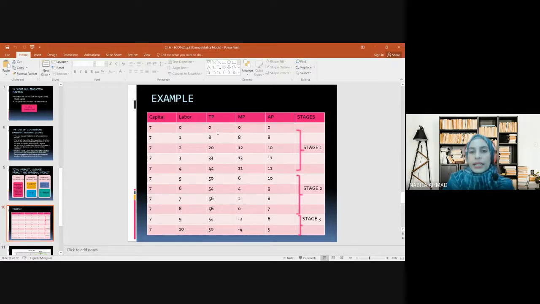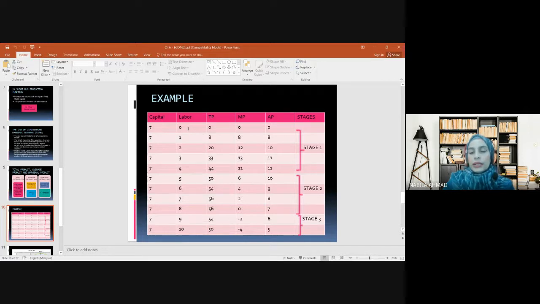So apa perubahannya di sini? Ya, 8 tolak 0, 8 bahagi dengan 1 tolak 0, 1, 8 bahagi 1, 8. 20 tolak 8, 12 bahagi 1, 12. 33 tolak 20, 13 bahagi 1, 13. Okay. And then akan dapat 0. And selepas marginal product 0, ya, the marginal product akan jadi negatif. Right? Jadi apa maksud marginal product? Maksudnya berapa banyak increase in the total product when labor is higher.